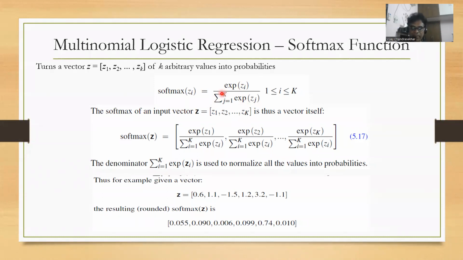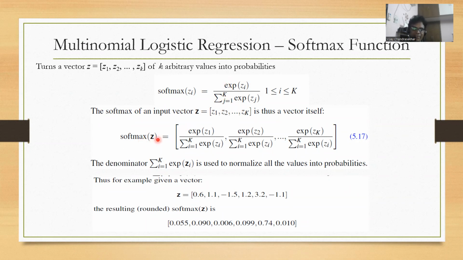Because if you look at this expression, this says sigma j equal to 1 to k exponential of zj. So evidently, whatever value that you get in the numerator, you will also find that in the denominator, and everything else is positive too. So which means this expression will be between 0 and 1.